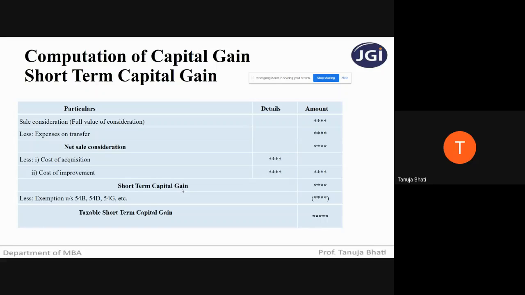The government has given certain deductions. When you deduct those exemptions, you will get taxable short-term capital gains. So I hope everyone has understood this particular format. Yes, students, you need not memorize it, you just understand it. It will be easy for you all. Did everyone understand this particular format?